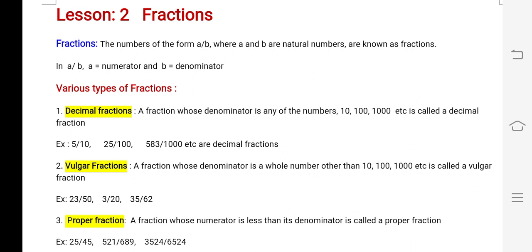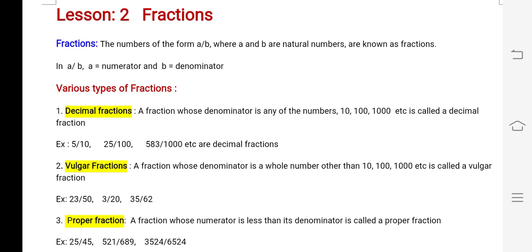The proper definition is given there. The numbers of the form A by B, where A and B are natural numbers, are known as fractions. In A by B, A is called the numerator, and B is called the denominator.